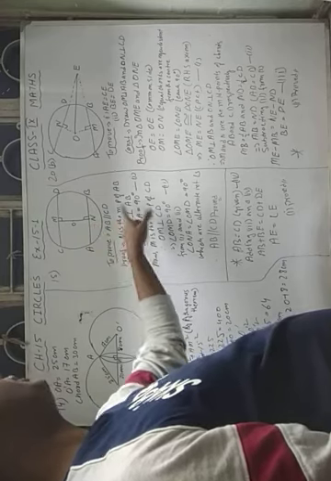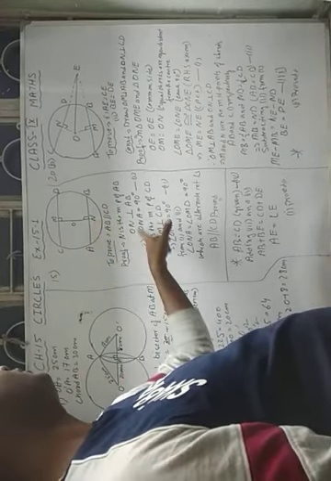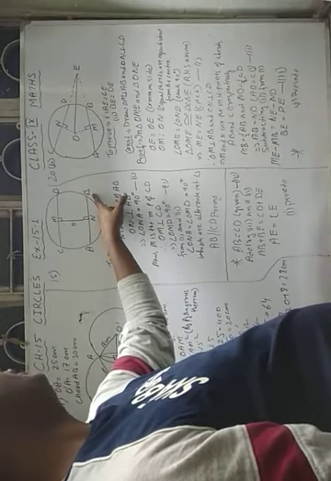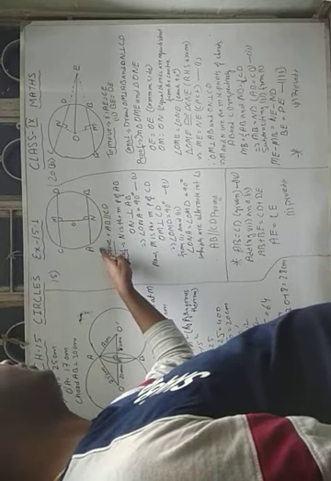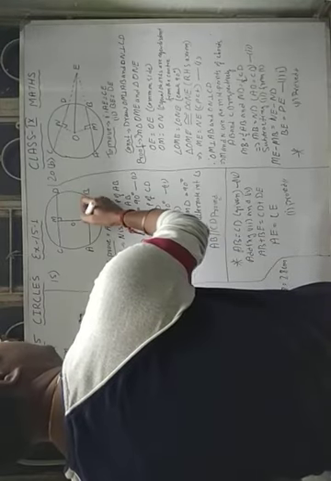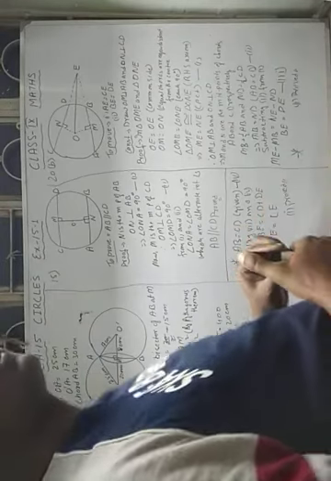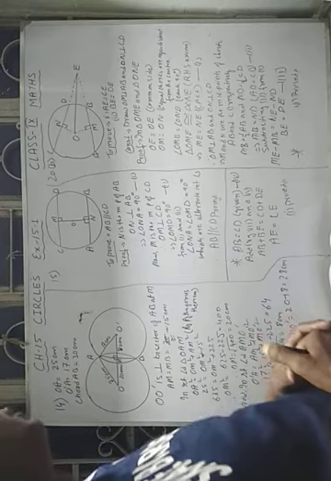Since N is the midpoint of chord AB, that means ON is perpendicular to AB. That means angle ONA, or you can say ONB, whichever angle you take, is 90 degrees, because the line drawn from the center of a circle to the midpoint of a chord is perpendicular to the chord. The theorem is there.